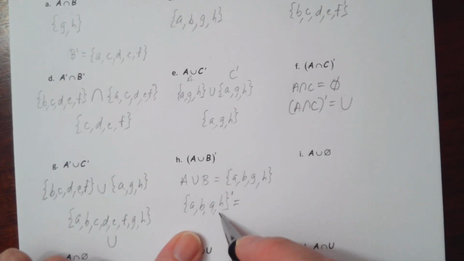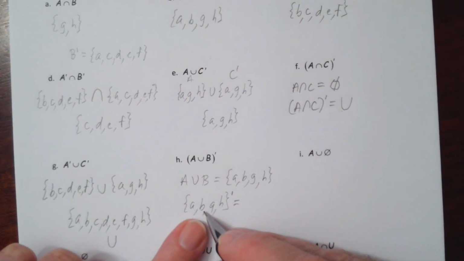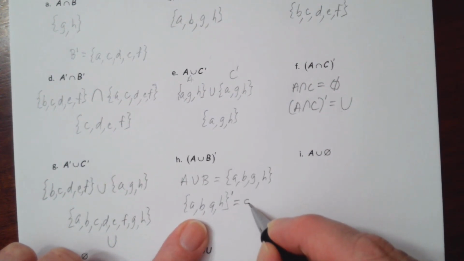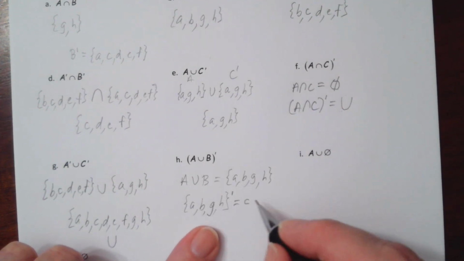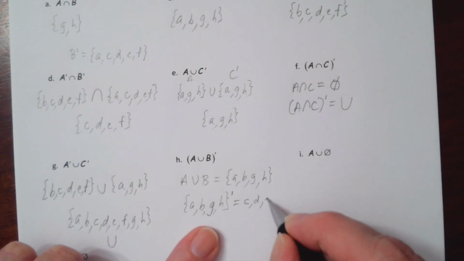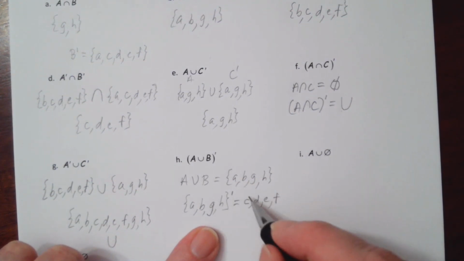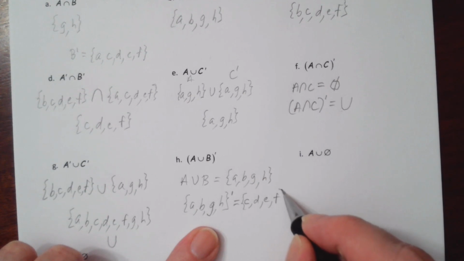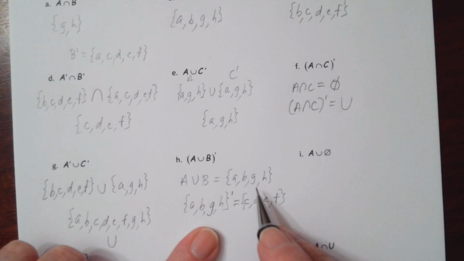So it's everything in the universal set that's not in here. Well, we have A and B in here, so we'll have C in the universal set, all the way up to G, not including G. So C, D, E, and F. And we can't have G and H. So our answer is C, D, E, and F. So these are all the elements in the universal set that are not in this set.